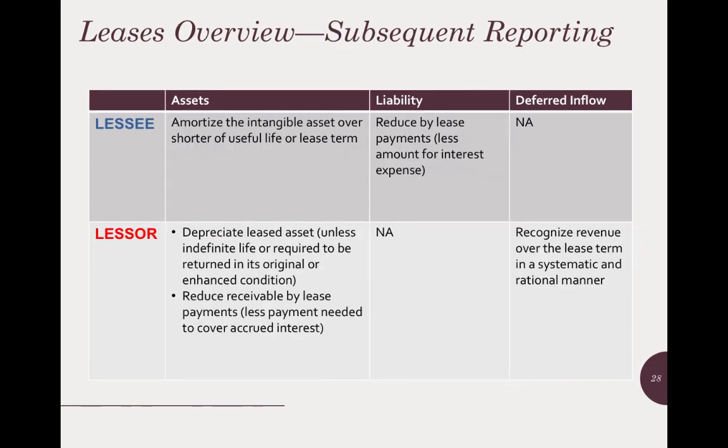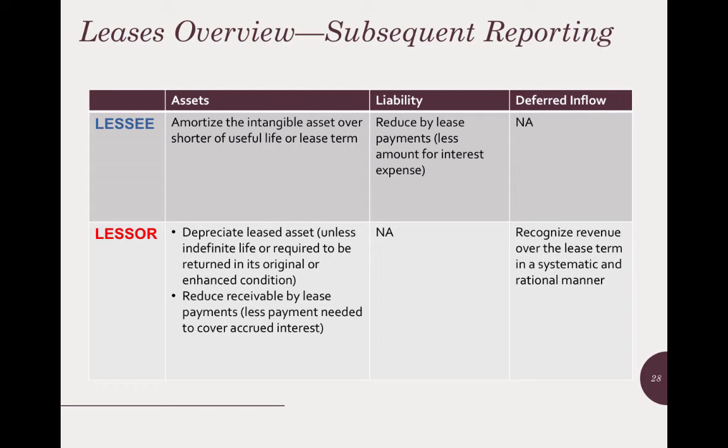In subsequent periods, the lessee is going to amortize that intangible asset over the shorter of the useful life of the underlying asset or the term of the lease. It reduces its liability by its lease payments, by essentially the principal portion of the lease payments, excluding the interest expense. And it's going to report interest expense in its financial statements as well.